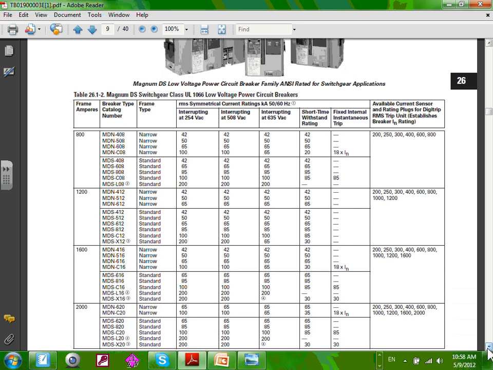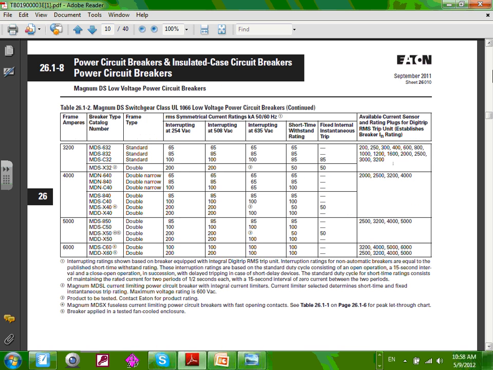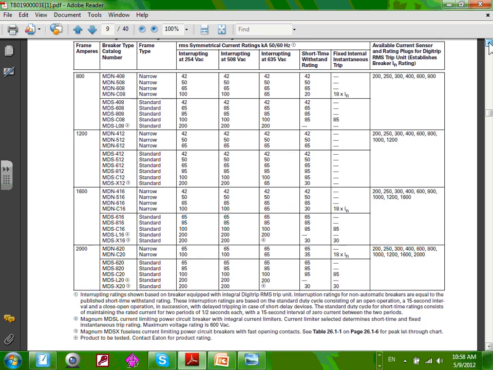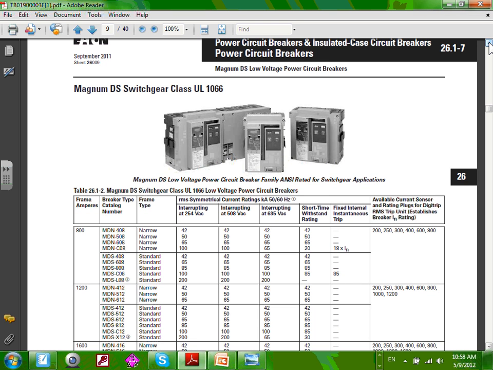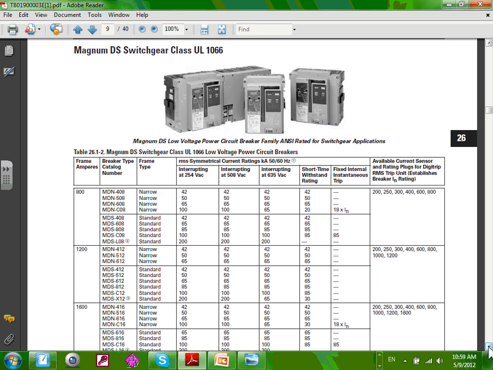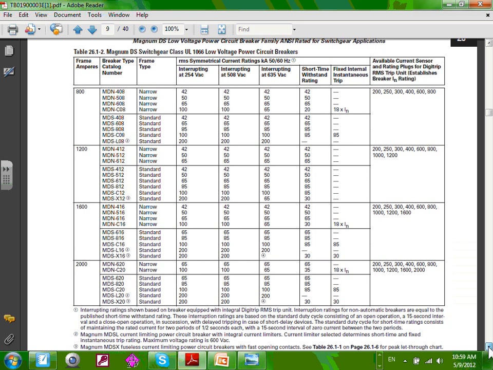There you go. Now, I want you guys, oops, no, page 10, Chad. Go to page 10. Okay, page 10, this should be page 10, no? 26.1-7, I'm sorry, 26.1-7 for you. This is Magnum switchgear class UL circuit breakers, low voltage power circuit breakers. I want you guys to look at how they rate them, really cool.